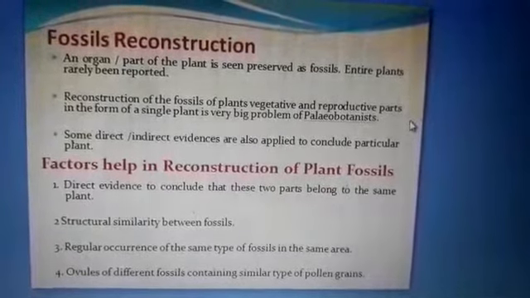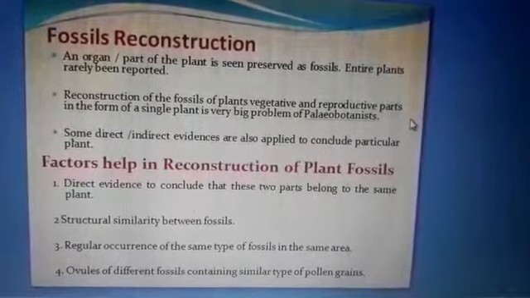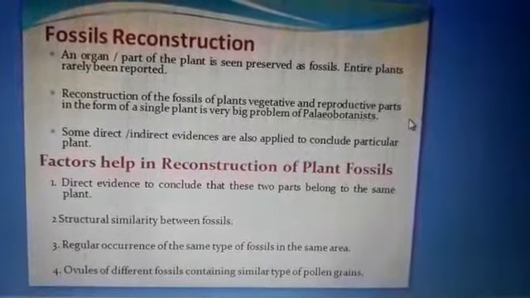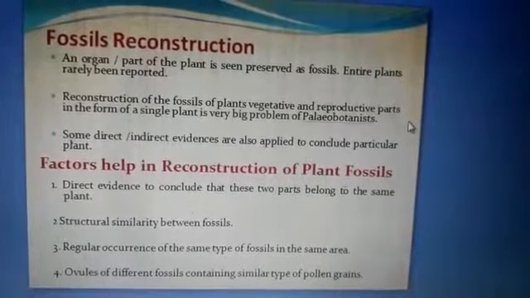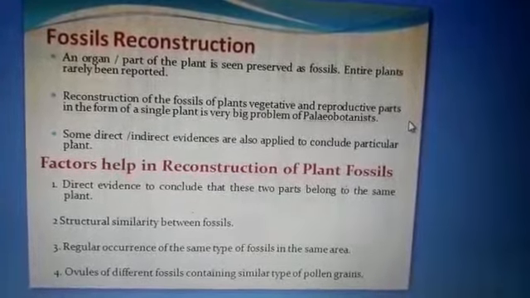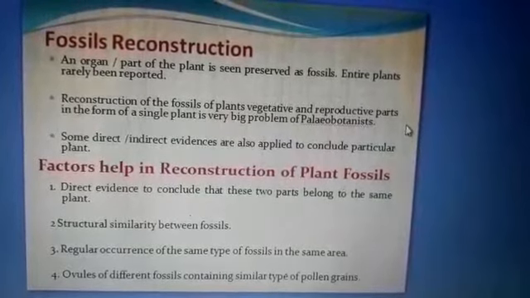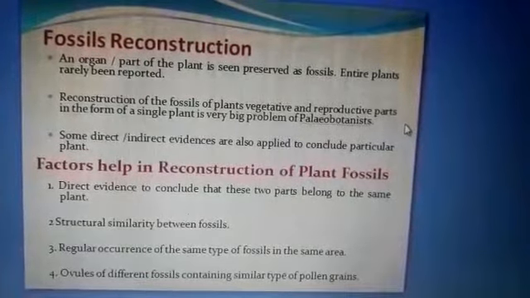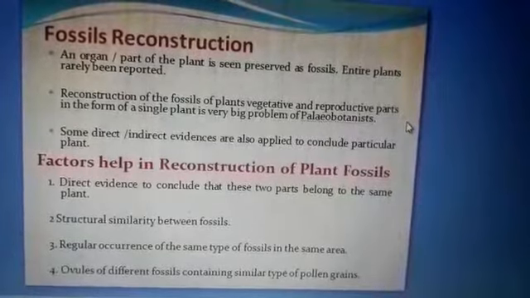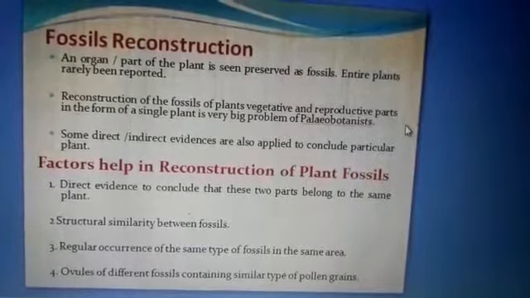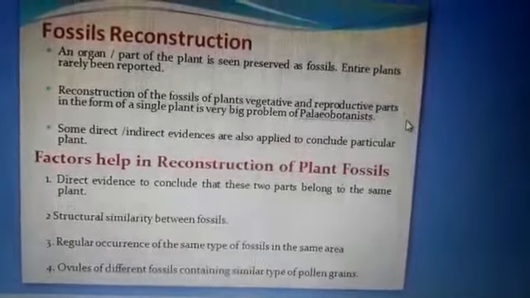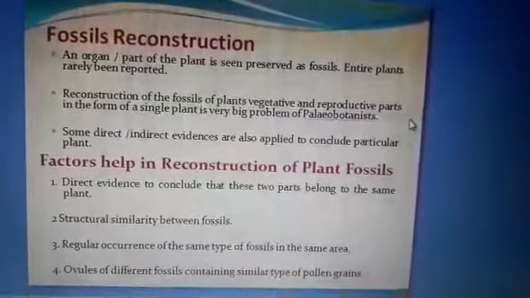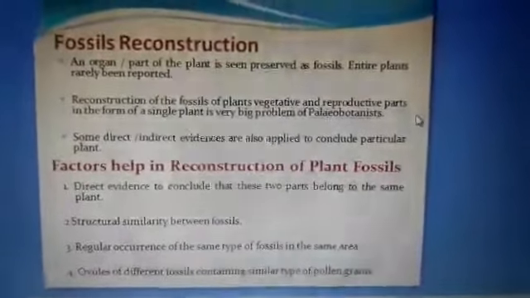Factors which help in the reconstruction of plants are direct evidence to conclude that two parts belong to the same plant, structural similarity of the fossils, regular occurrence of the same type of fossil in the same area, or the presence of different fossils containing a similar type of pollen grains.